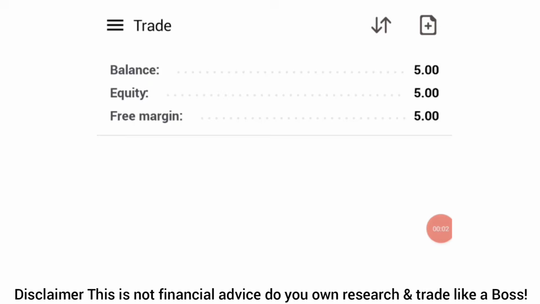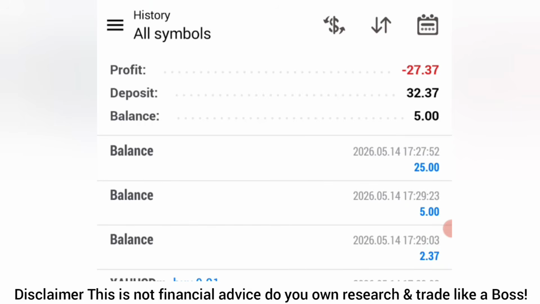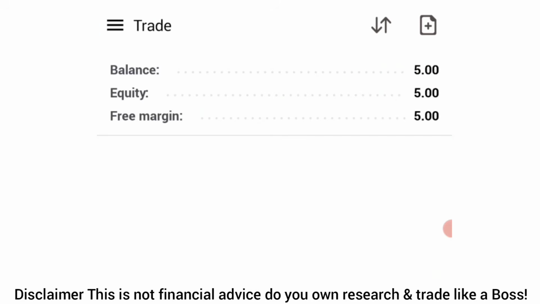Okay guys, so right now I only have $5. What happened right here is that I deposited $32 and then I lost $27, as you can see from this actual trade that we have right here. So I ended up losing $27 and now I'm only left with $5 on this trading account.